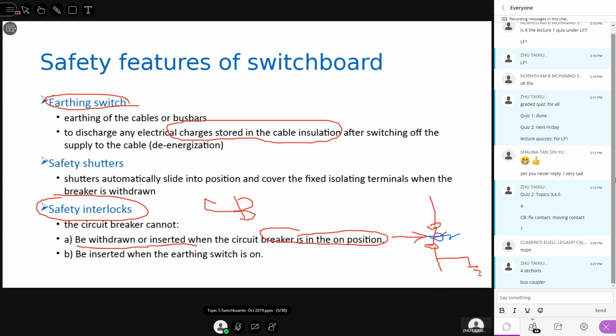So that's why you have safety interlocks for circuit breakers. Again, safety interlocks for circuit breakers is different from the bus coupler interlock. Over there, basically, is the check. Over there 3 circuit breakers are involved, but here there is only 1, right? So these are the safety features.